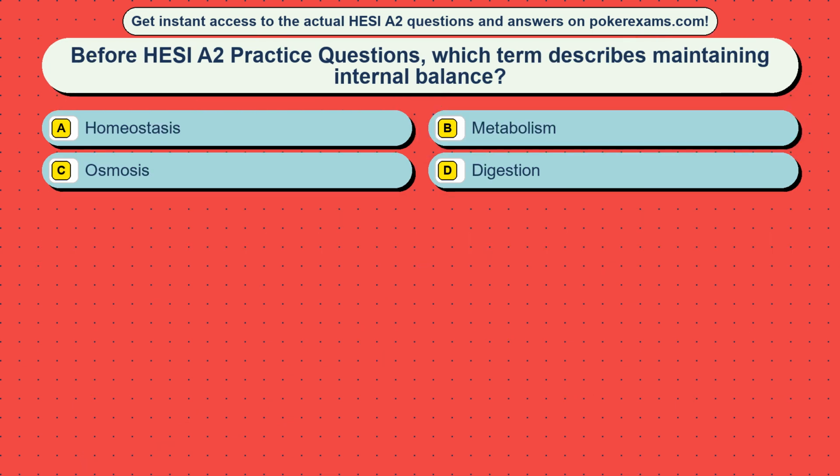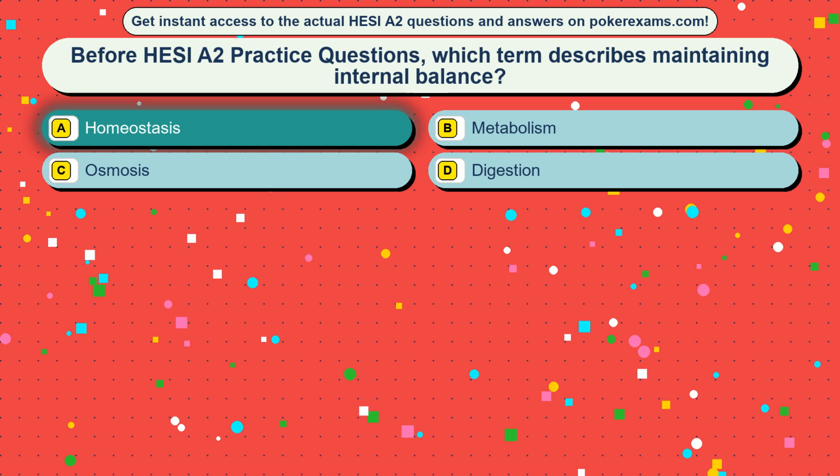Question 25. Before HESI A2 practice questions, which term describes maintaining internal balance? Option A, homeostasis. Option B, metabolism. Option C, osmosis. Option D, digestion. The correct answer is option A, homeostasis.